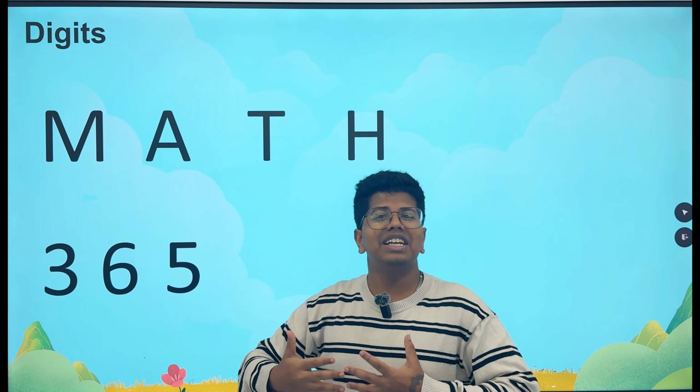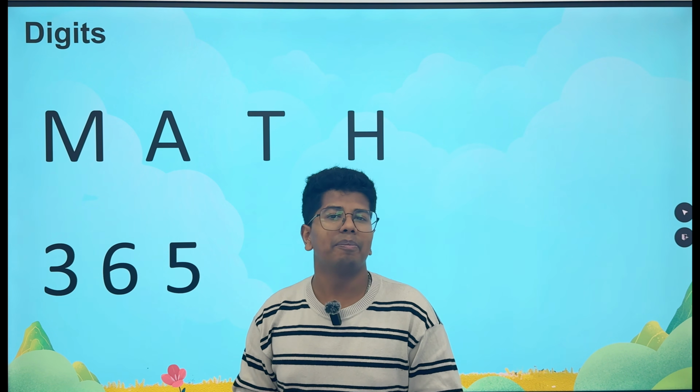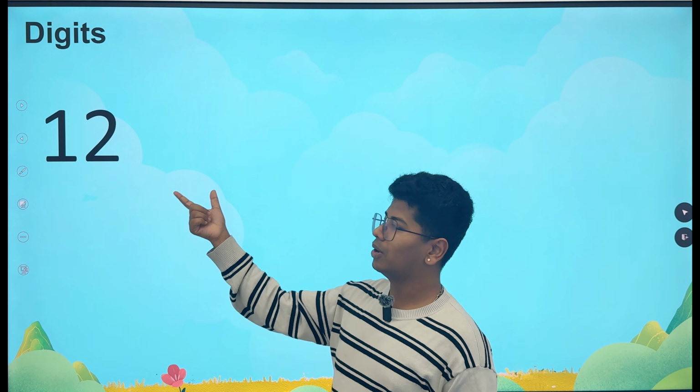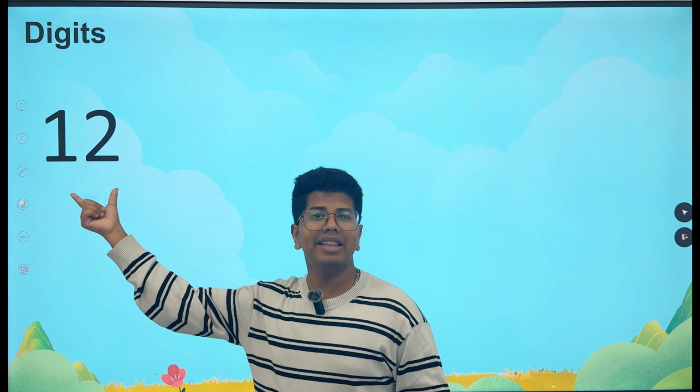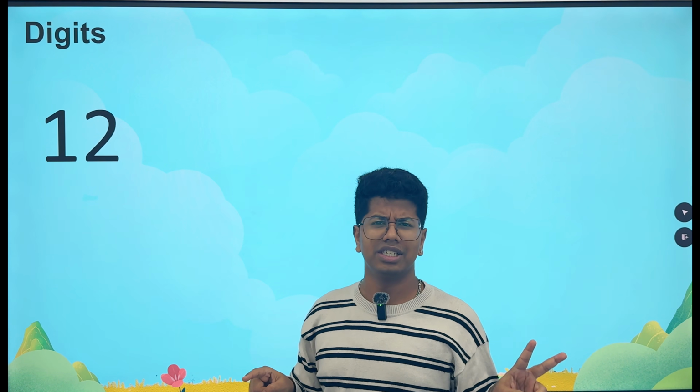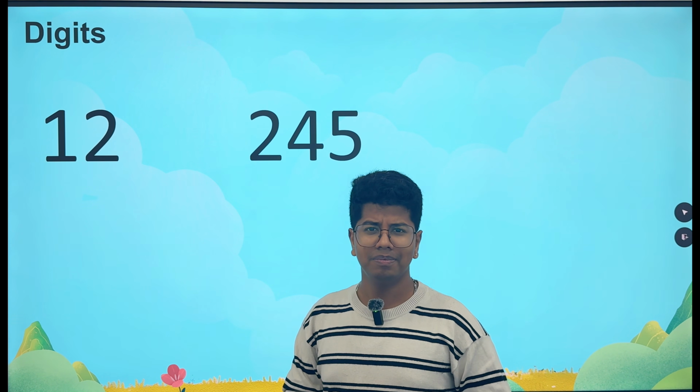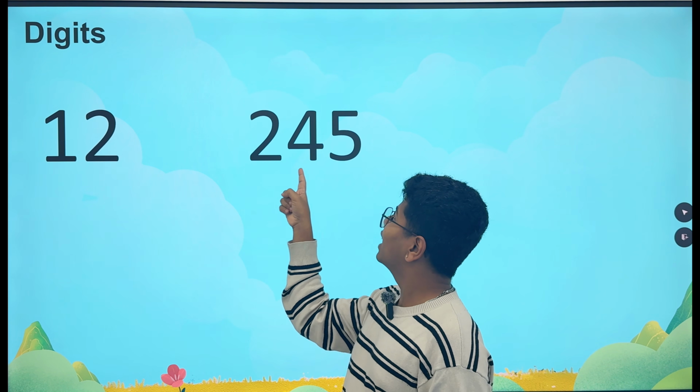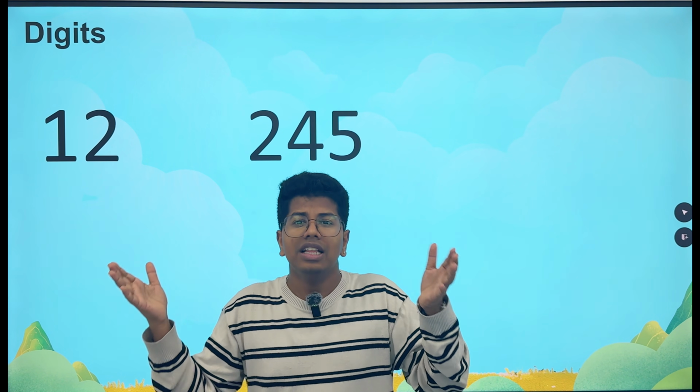But there are different types of numbers that are present. For example, look here. Here in this number, there are how many digits? Oh, 1 and 2. There are only 2 digits. How about this number? Oh, here there are 3 digits and so on. The more digits you combine, the bigger the number can get.